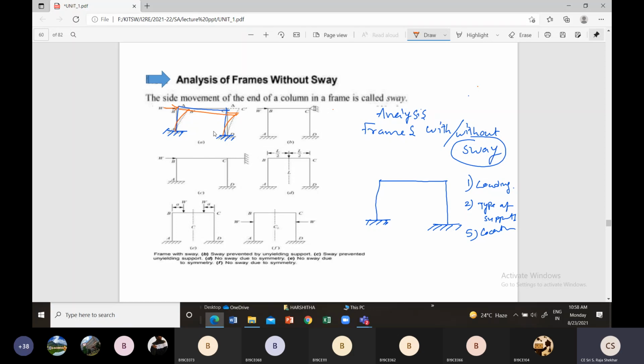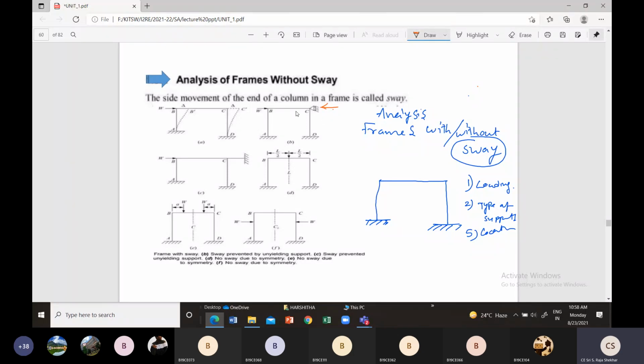That means sway is possible for this particular frame. The load is applied in the horizontal direction, so sway is possible. How can we arrest this sway? To arrest this sway, what we need to do is provide a support at location C. Even if you apply a horizontal load here, an equal amount of reaction will develop at support C. Because of this, the horizontal movement of the column will not take place.